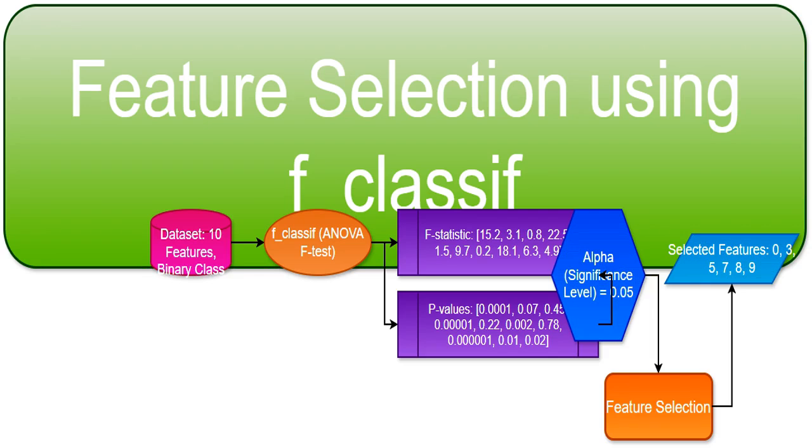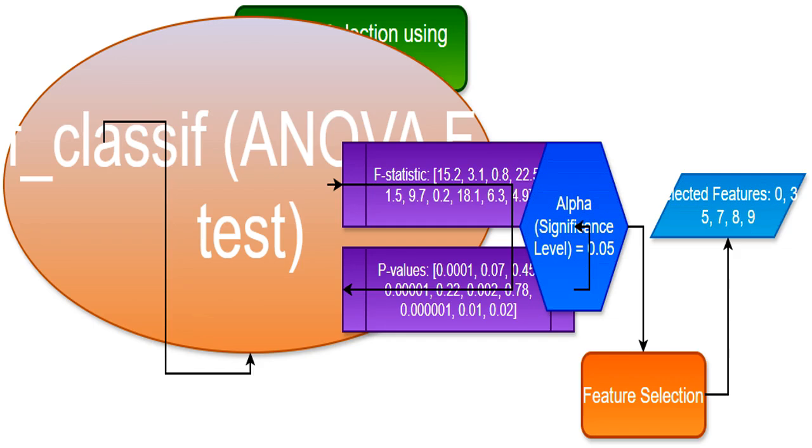We're working with a dataset that has 10 different features, and each data point belongs to one of two classes. Think of features like height, weight, age, etc. And the classes might be male and female. I am using the f_classif function, which is a statistical test, specifically an ANOVA F-test, to figure out which features are most helpful for distinguishing between the two classes in my dataset.